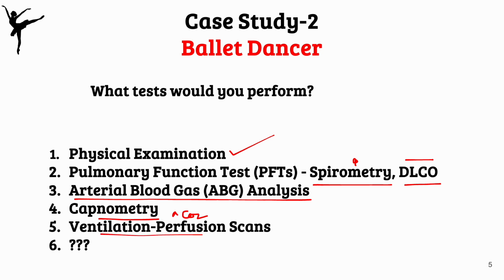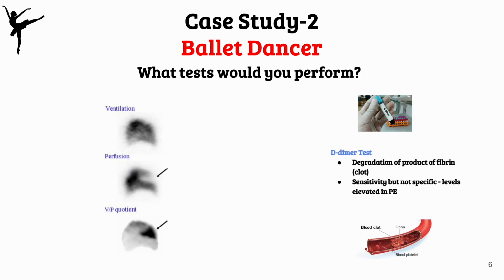You will do ventilation perfusion scans, and I'll get to why we will do that. That's always useful to do whenever you have things like post-operative complications. So the sixth one, which is what you would do, is a D-dimer test. The D-dimer test measures degradation of the fibrin clot. So this is how the ventilation perfusion scan would look.